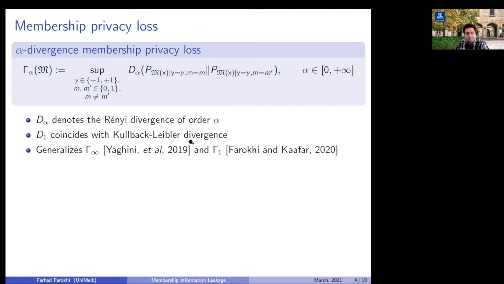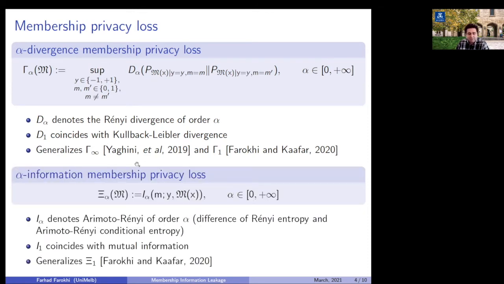Another way of capturing membership privacy loss is to use information I alpha, which is the Arimoto-Renyi information of order alpha, of the amount of information that's available about M in Y and Y hat. And again, this measure has been used in the past for alpha equal to 1 by us to investigate membership inference.